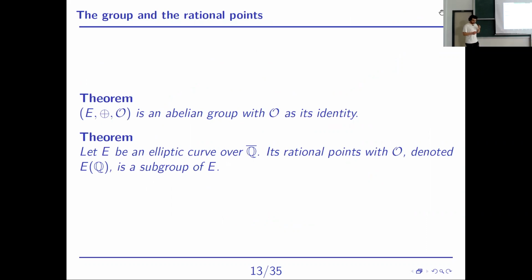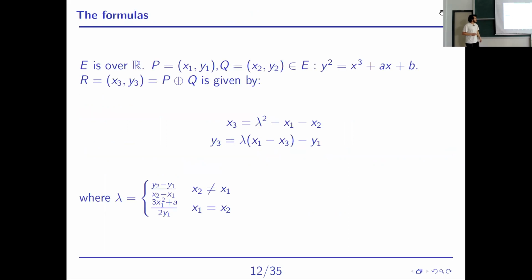Another remark is that, just as we said in yesterday's talk, if we take rational points on the curve and we adjoin the point at infinity, it forms a subgroup of our original group E.